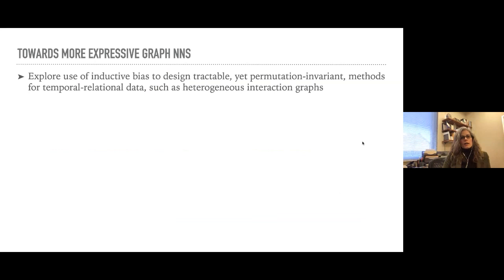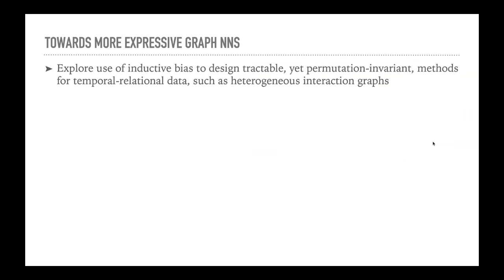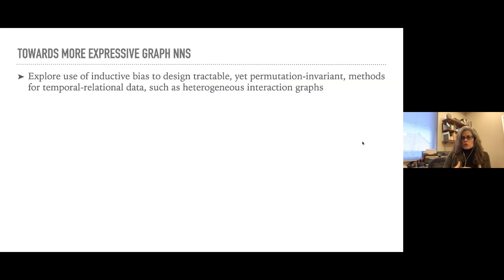So to just wrap up here, I want to point to some ideas about moving towards more expressive graph neural networks, which returns to the question that we had before. So I think that we need to explore the use of inductive bias to design these tractable yet permutation invariant methods for these more complicated relational settings, particularly graphs that are very heterogeneous and evolving over time. And I think network-based pooling or attention functions are something that needs to be explored, because just because you have theoretically a permutation invariant function doesn't mean that in practice and finite data it's going to be the most expressive for you given the amount of data that you have.